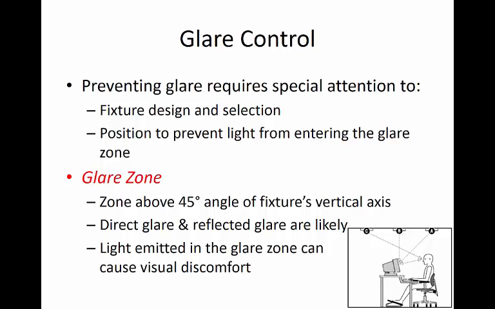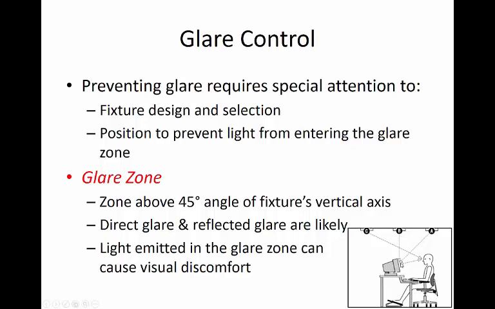So now both direct glare and reflected glare are very likely to occur here, but light emitted in the glare zone typically is what we define as what causes visual discomfort. So you can see here on our example we have a light right here. Its light is shining onto the computer screen, reflected back to the viewer. He's seeing that light at 45 degrees greater than the light, so therefore it's having an issue.